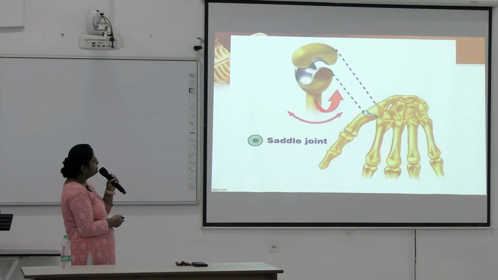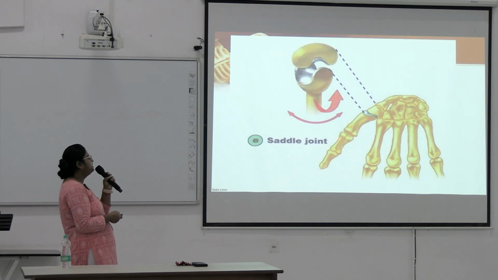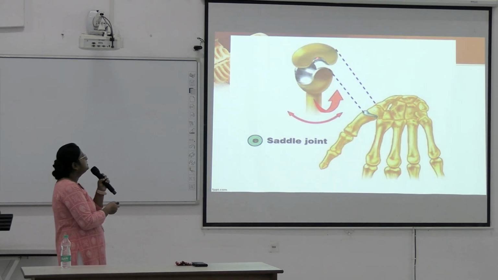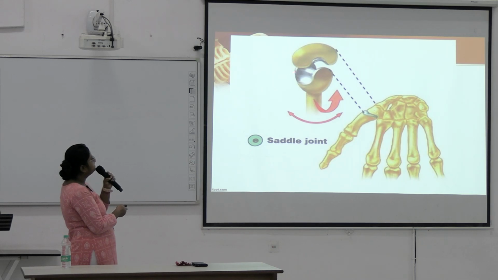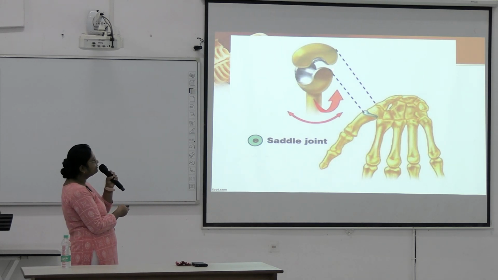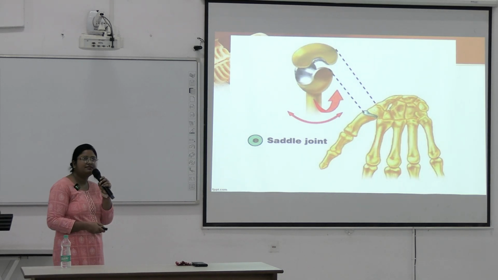See here, the first carpometacarpal joint between the trapezium and first metacarpal. Here you can see the articulating surfaces are concavo-convex and the other surface is reciprocating with the previous surface. Okay, this is also concavo-convex but reciprocating and articulating with the other surface.